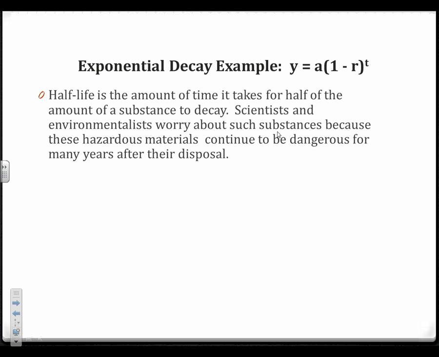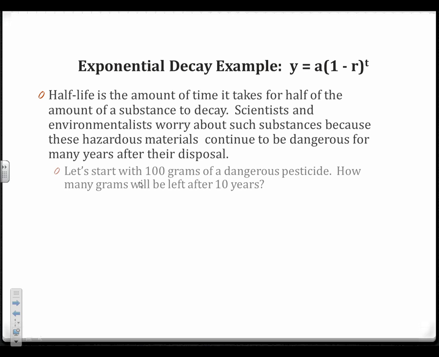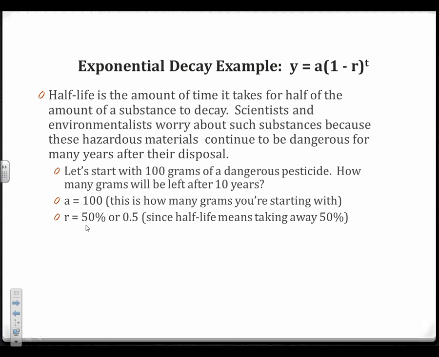Scientists and environmentalists worry about such substances because these hazardous materials continue to be dangerous for many years after their disposal. So we're going to start with 100 grams of a dangerous pesticide, and we want to know how many grams will be left after 10 years. So A is my initial amount, that's how much I'm starting with. My rate, it's half-life, so my rate means that half of it goes away each time period. So my R is 0.5, and T is the number of years.